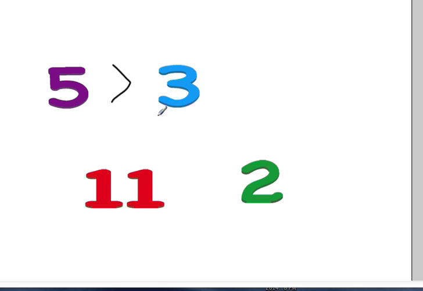Some teachers may talk to you about the open alligator mouth, and I'm going to just draw some teeth here, showing that this open mouth wants to eat more M&Ms that are the value of 5 than 3. If I look at my next set of numbers down below, I have an 11 and I have a 2. Again, I want my open alligator mouth or my symbol to point towards the larger number, which is 11. So here again, my symbol goes that direction.